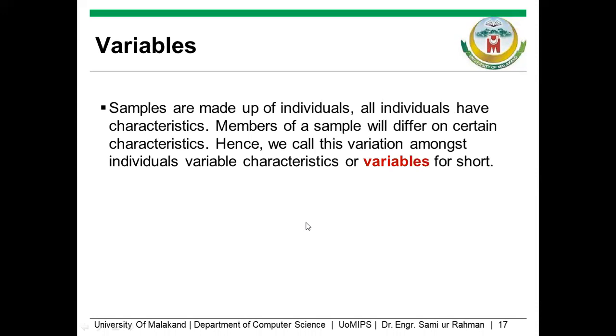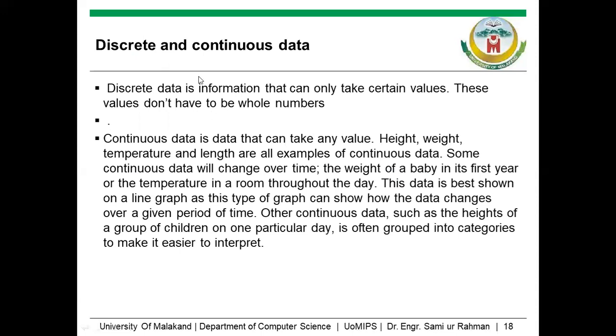Okay. Now we come to the third topic, and that is variables. So samples are made up of individuals. All individuals have characteristics. Members of a sample will differ on certain characteristics. Hence, we call this variation amongst individuals a variable. Characteristics are variables for short. Okay. Now, discrete and continuous data.